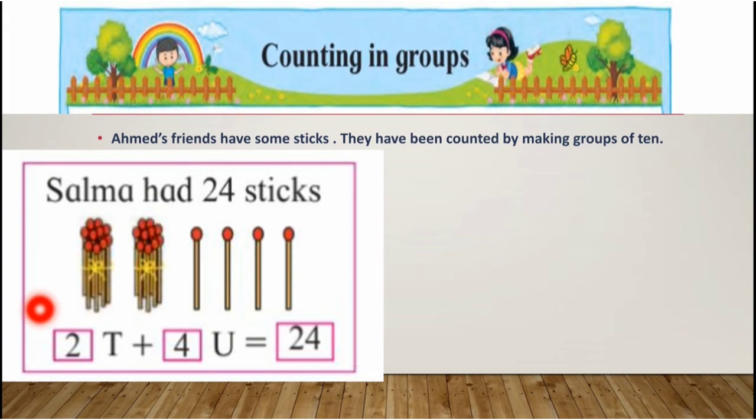This is 1 ten and 2 tens. 2 tens means 20, plus 4 units, which means 4 singles, is equal to 20 plus 4, which is equal to 24. Like this, Salma had counted these sticks. See the next picture, students.